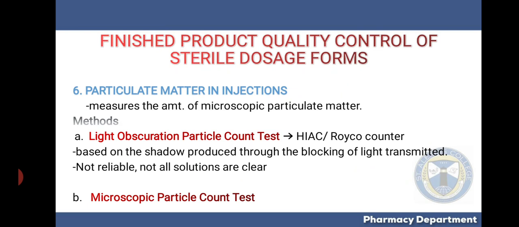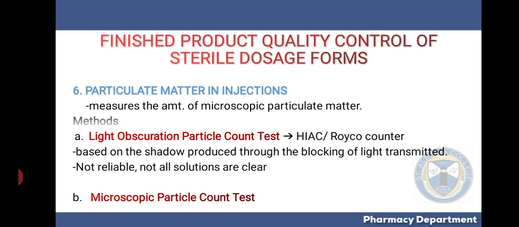Number 6 is for the particulate matter in injections. It measures the amount of microscopic particulate matter. The methods are the light obscuration particle count test, which is based on the shadow produced through the blocking of the light transmitted, which is not reliable as not all solutions are clear, and then the microscopic particle count test. As I've read, the light obscuration particle count test has wider applications than the microscopic particle count test.